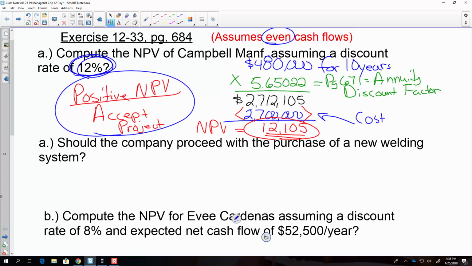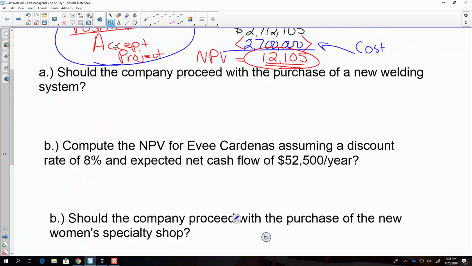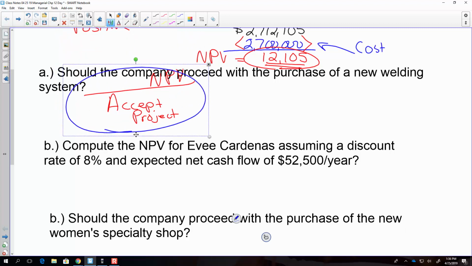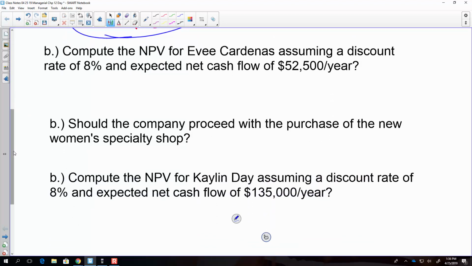So we're going to practice this, and the second part of A here, it says, should the company, well, we already answered that, they would accept it, obviously. So I'm just going to move this down here. That just answers that question. Let's go to B. A different scenario here.